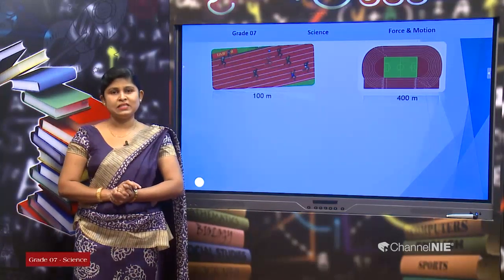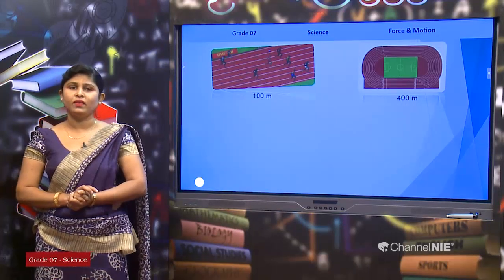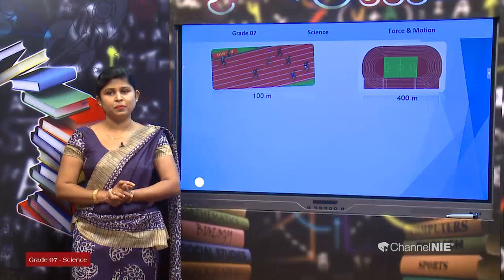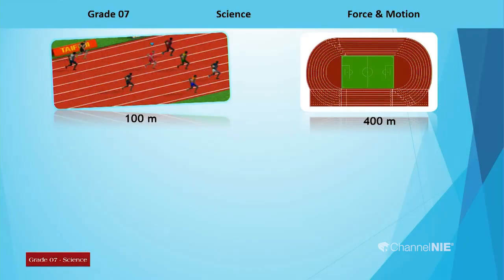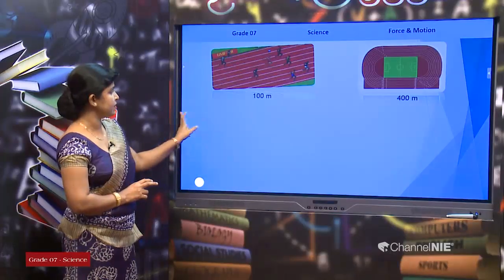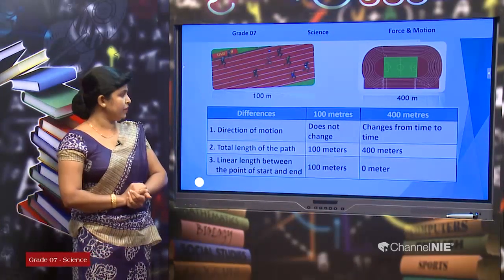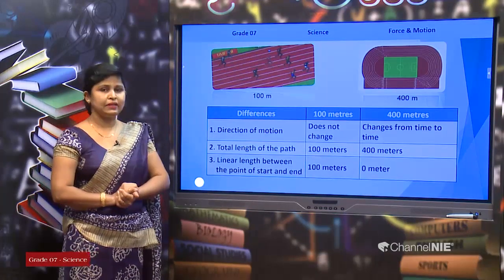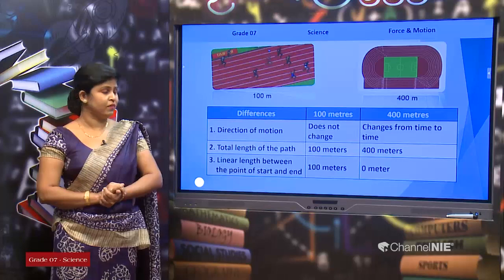I have got another two diagrams to show you, right. Now, you can recall an instance of 100 meter and 400 meter running events in your school sport meet. In the first diagram, you are given the track of the 100 meter running event. In the second picture, you are given the track of the 400 meter running event. As both these events are short distance races, there are certain differences between these two races. We will see the differences. Then we can compare the 100 meter running event and the 400 meter running event.